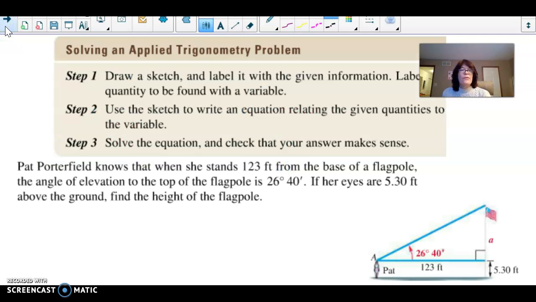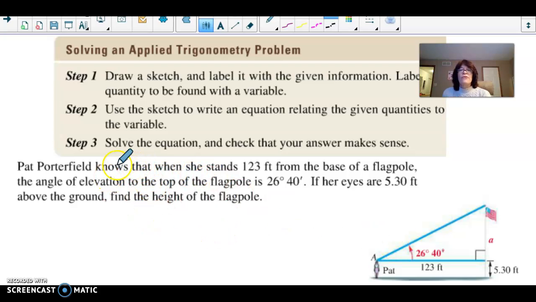So we're going to have some real life applications. You're going to need to draw a sketch, label where everything is, and label the quantity to be found. Use the sketch to write the equations you need. If you don't know whether you need tangent, sine, or cosine, you'll know it from the sketch. Then solve the equation.